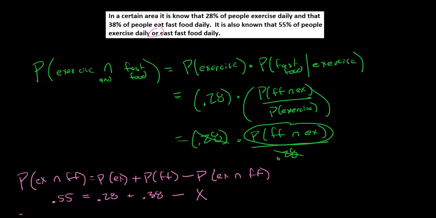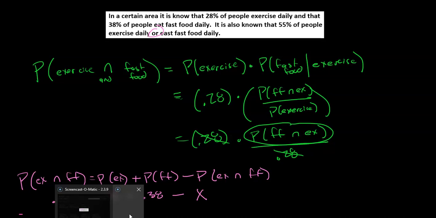I'm going to subtract 28%, subtract 38%, and then I do have to divide by a negative to solve for X because there's a negative in front of that X. So 0.55 minus 0.28 minus 0.38 is negative 0.11, but then you've got to get rid of that negative, so we get 0.11 equals X. Okay?